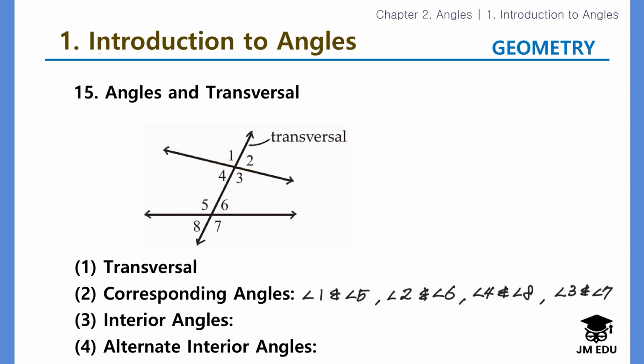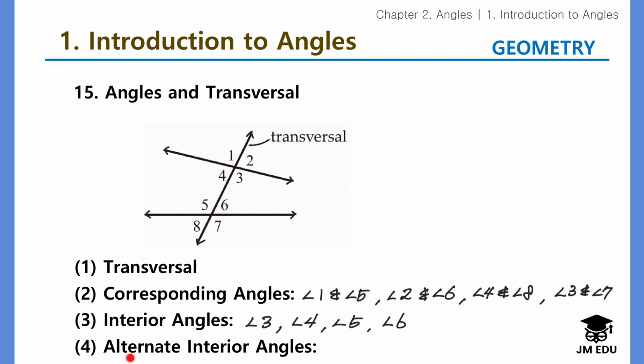Number 3, interior angles. Interior angles are angles inside of these two lines. So angle 3, angle 4, angle 5, angle 6, they are interior angles. So we have angle 3, angle 4, angle 5, angle 6. These four angles are interior angles.